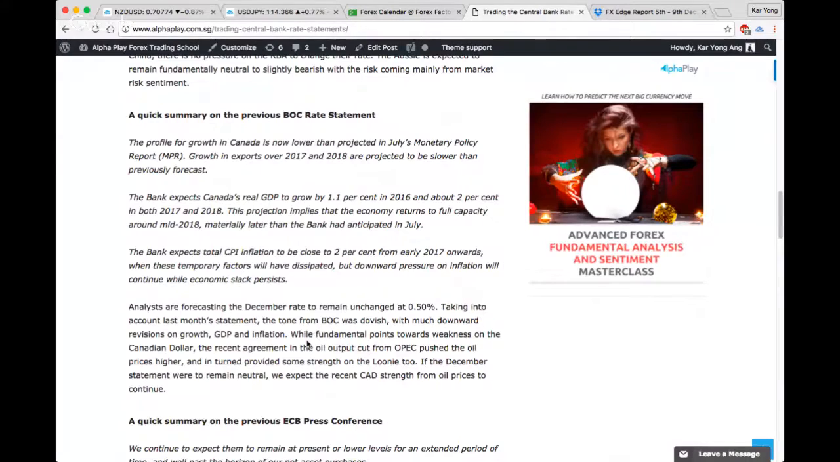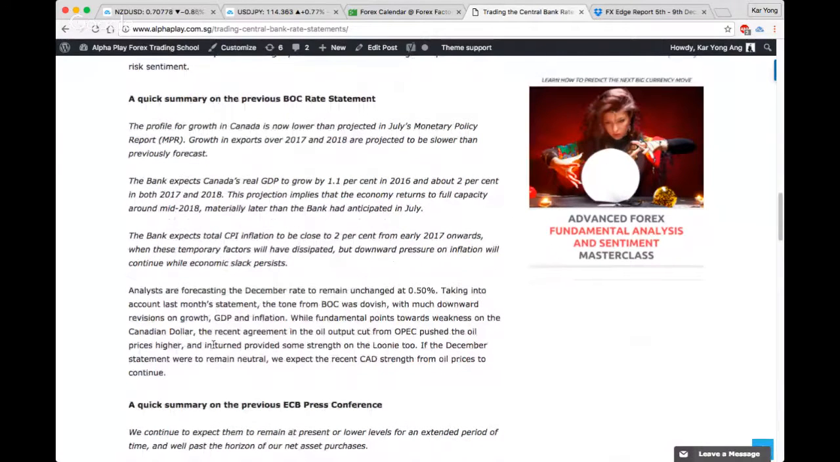But the important thing to take note of is that with the recent agreement from OPEC to cut their production, oil prices have rallied, and that also gives some strength to the Canadian dollar. So if this month's Wednesday statement is overall pretty neutral, you can expect some more strength in the Canadian dollar simply because of oil prices, the correlation between oil prices and the Canadian dollar. So that's the Wednesday focus.